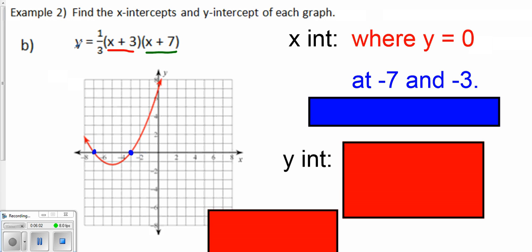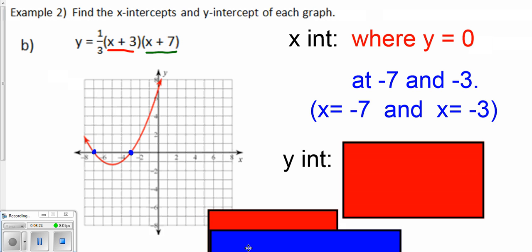And again, that means that I plugged in 0 for y and found my two factors. X has to be -3 to make this 0. X has to be -7 to make this 0. That's why it's the two spots where it hits the line there, if we just simply set y equal to 0. Get these out of the way. So those are our two spots, x equals -7, x equals -3.